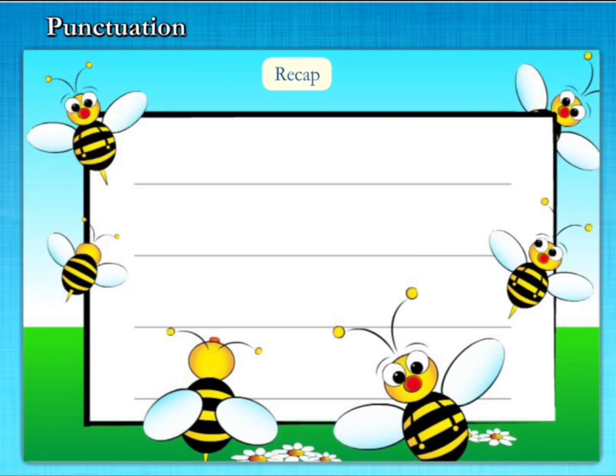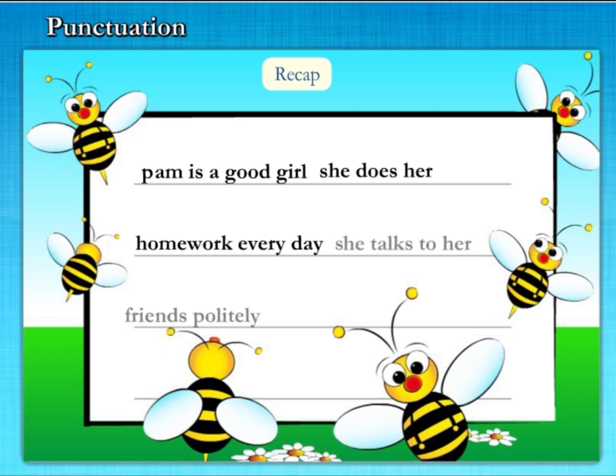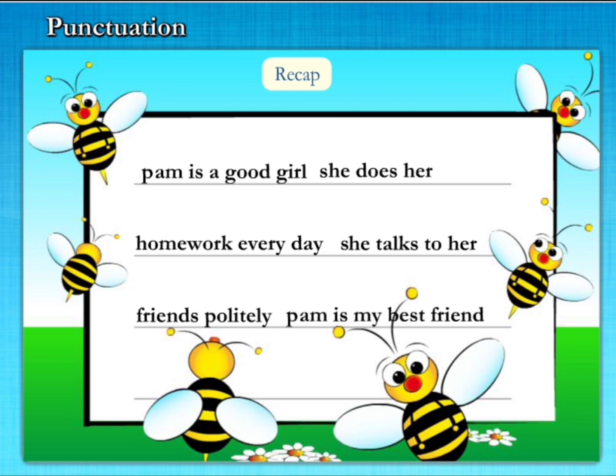Pam gave her scrapbook to her best friend Tom. Tom wrote in the scrapbook, Pam is a good girl. She does her homework every day. She talks to her friends politely. Pam is my best friend. Do these words make any sense? No, they don't. Tom has forgotten the capital letters and full stops. So we cannot understand where his sentences begin and where they end.